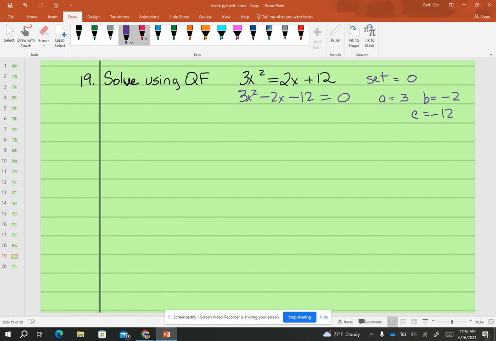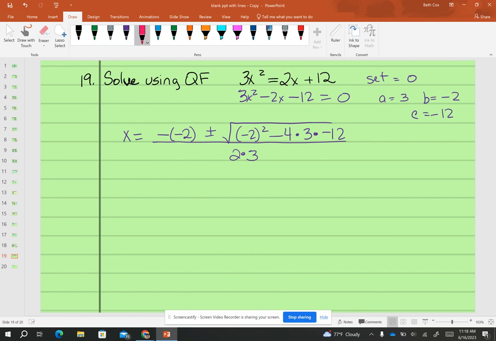We're going to plug it into the formula. So x equals negative b plus or minus the square root of b squared minus 4 times a times c, all over 2 times 3. Okay, check your signs. Always check your signs.